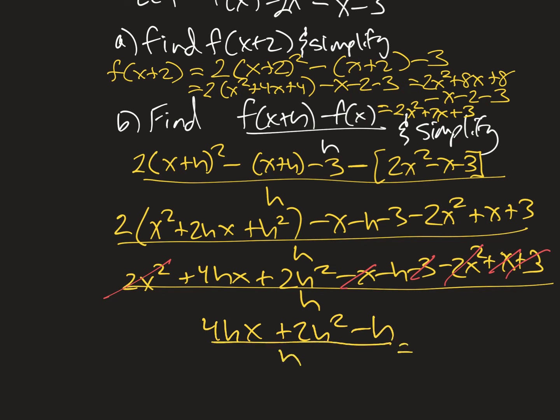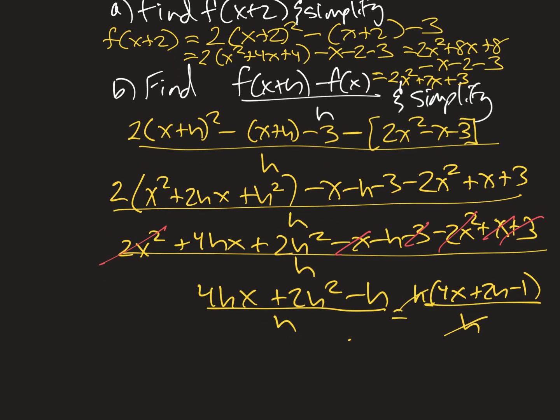And if I factor out an h from the numerator, then that will cancel with the h in the denominator. So we're left with 4x plus 2h minus 1. Okay, great. So just a few more problems.